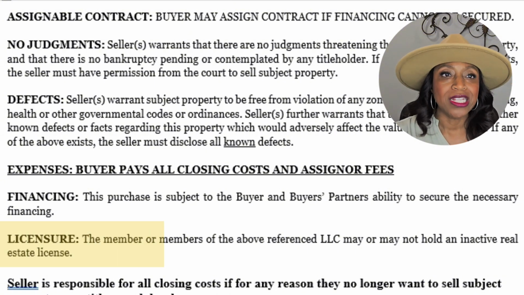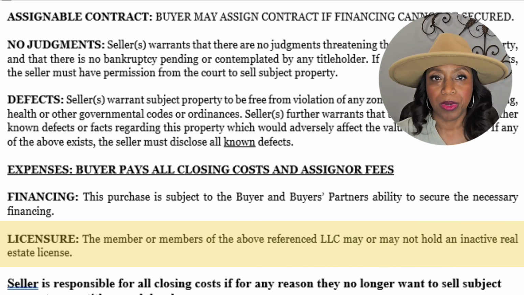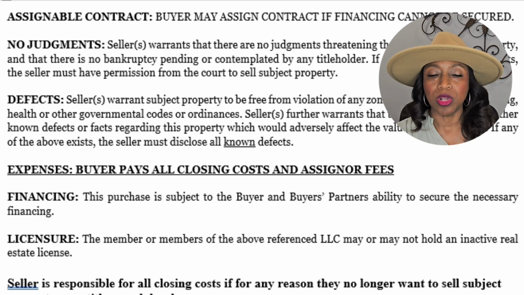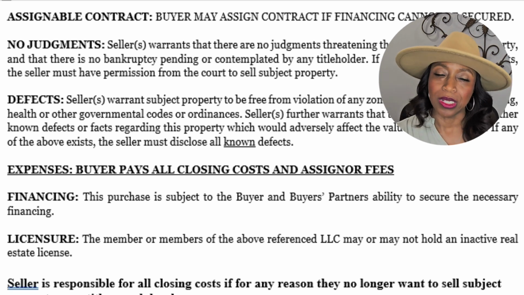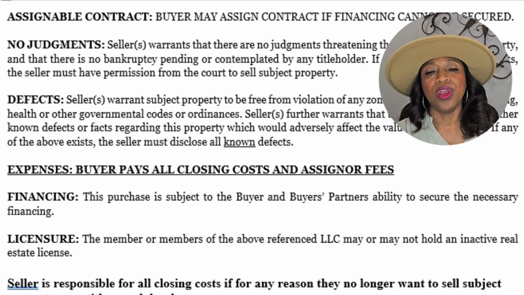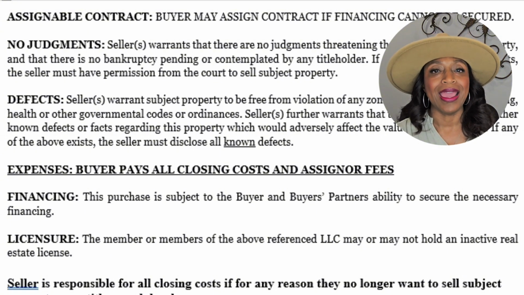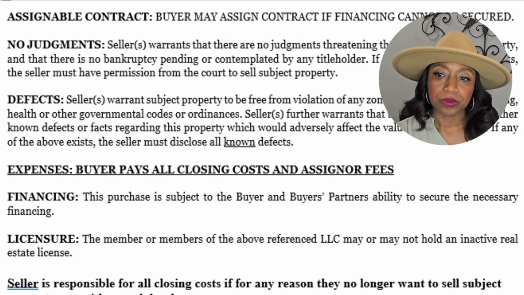Licensure, transparency is again key. It says that the member or members of the above referenced LLC may or may not hold an inactive real estate license. So you want to be upfront, letting them know that you're not a realtor, of course, unless you are, and that you will be collecting an assignment fee, not a realtor's fee.